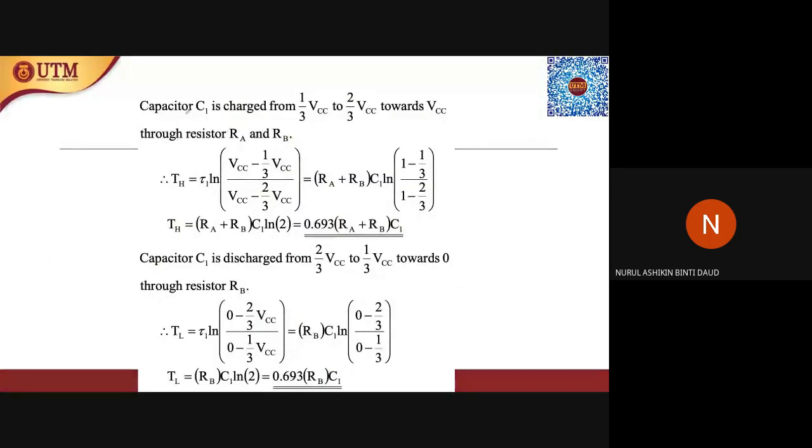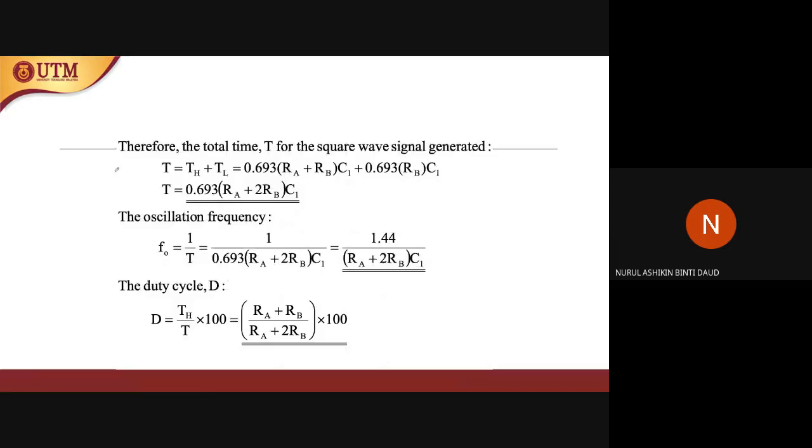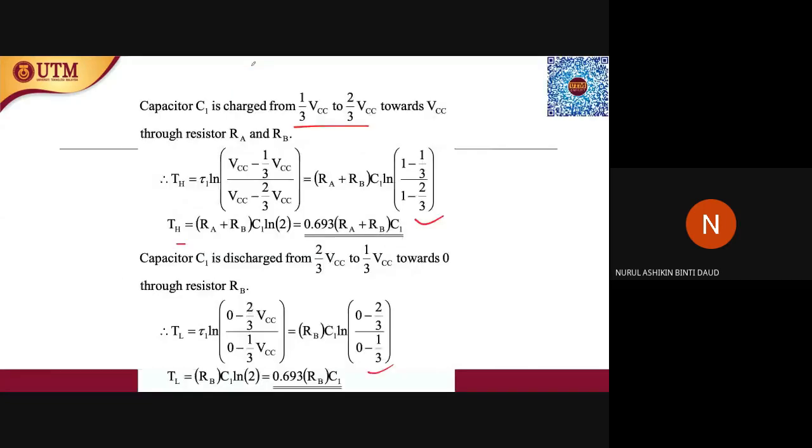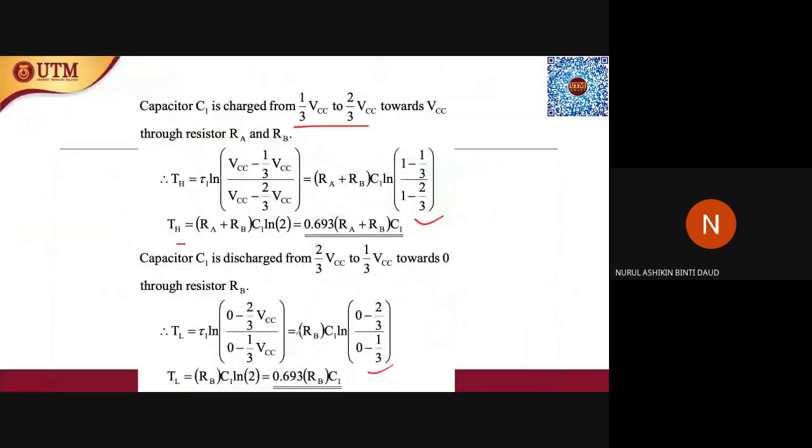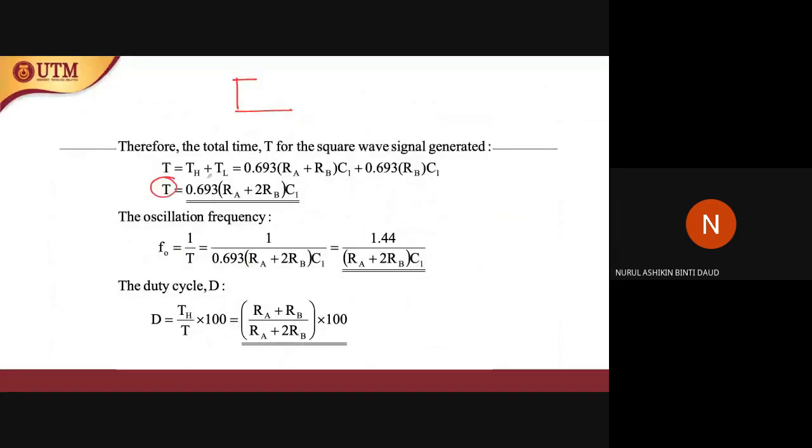So the capacitor C1 is charged from 1/3 to 2/3. This is for the TH, and this is for the TL. As I explained just now, from here you can get the value of T, the total time, which is the duration time for the cycle. The duration time involves one full cycle, which is TH and TL. The total time is TH plus TL, and from here you can get the oscillation frequency, F is equal to 1 over T.